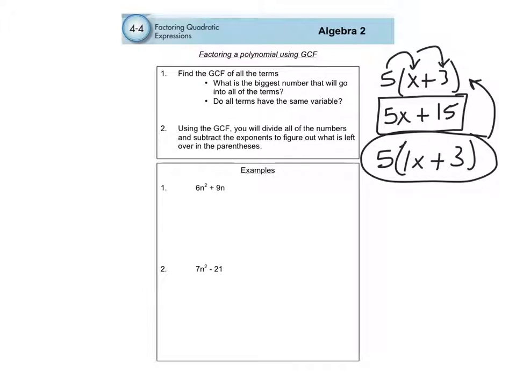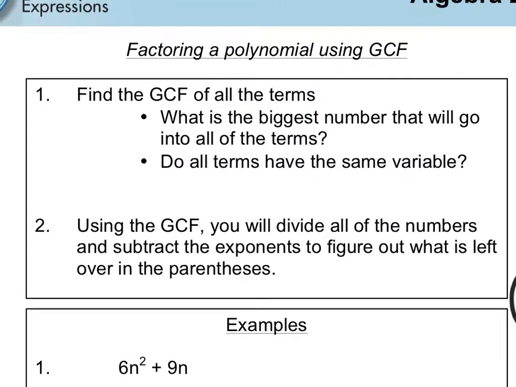So essentially, factoring is the distributive property backwards. A couple things here that we want to look at. First of all, we want to find the greatest common factor of all of our terms. The question we're looking at here is, what is the biggest number that will go into all the terms together? And then, do all the terms have the same variable? I'm going to talk about that when we go through some of these examples. Now, using the GCF, you're going to divide all of the numbers, and then you're going to subtract the exponents of the variables to figure out what's left over inside the parentheses.